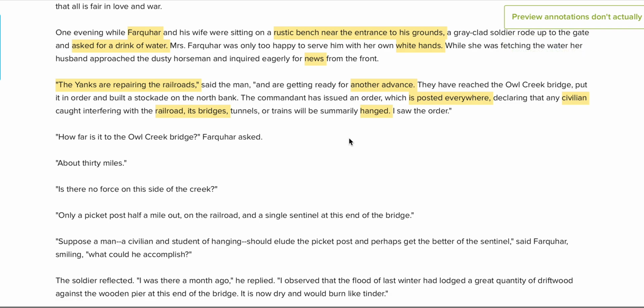Now in this story, it's not mentioned clearly which side Peyton Farquhar was with, but we can tell that he had the idea of preventing those who rebuilt the bridge and the railroad from coming to his place.